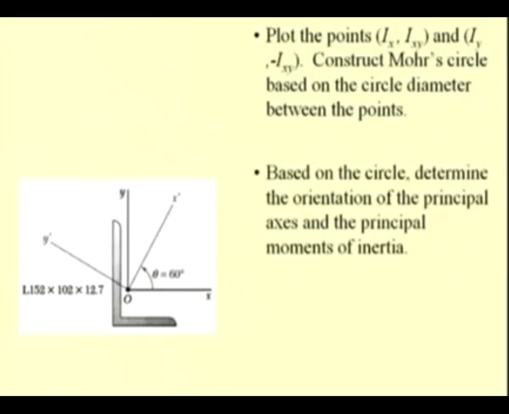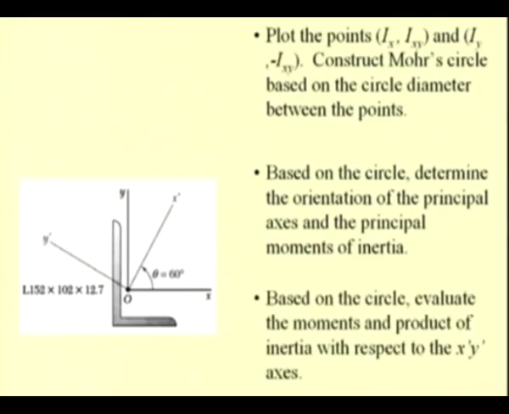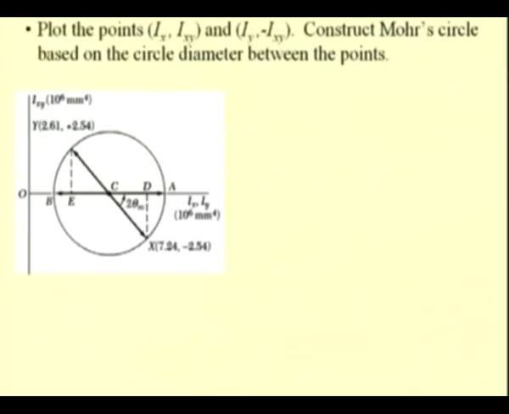And from this, let us determine this principal axis and principal moment of inertia, and then we will find the product of inertia with respect to the rotated axis. So, this is our strategy. First, let us plot these points Ix comma Ixy and Iy comma minus Ixy.